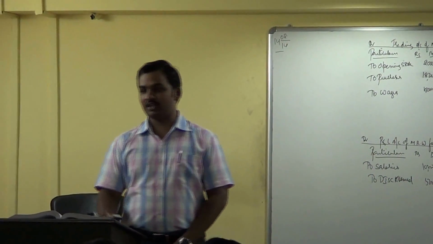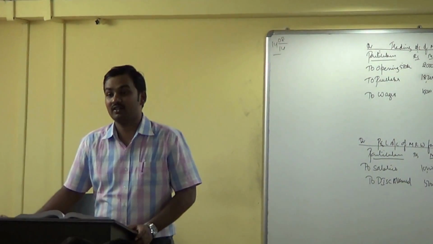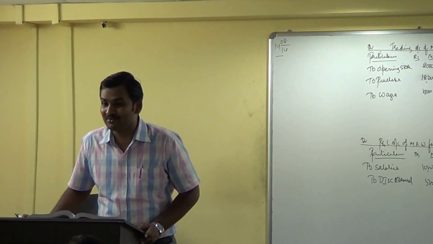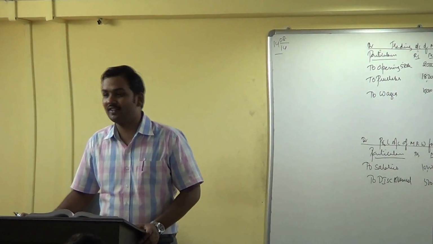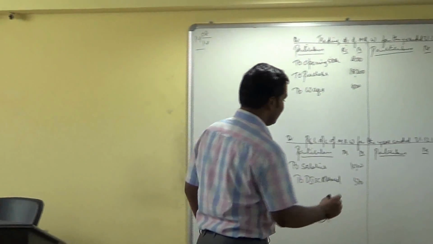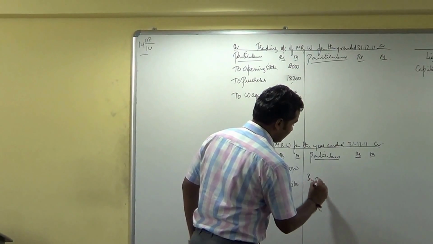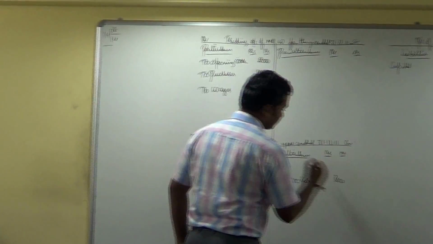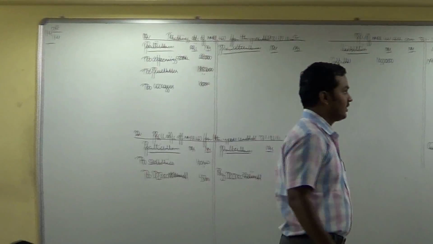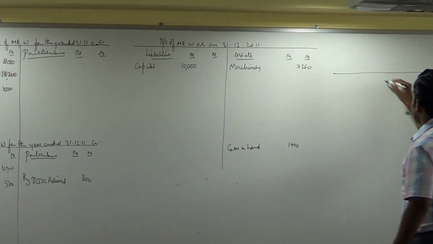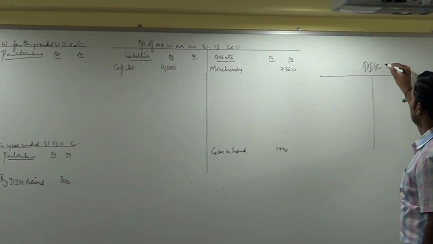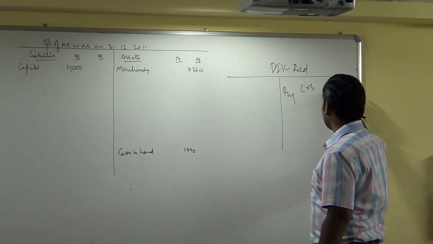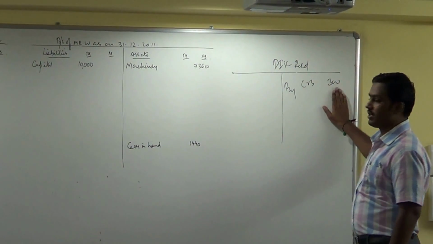Next, discount received. Where should we write, Manoj? Discount received. P&L, I know. Which side? Indirect income, which should be shown on the credit side of the profit and loss account. By discount received, how much? 300. Actually, see the background. Discount received by creditors 300. Discount received account was showing a credit balance of 300.